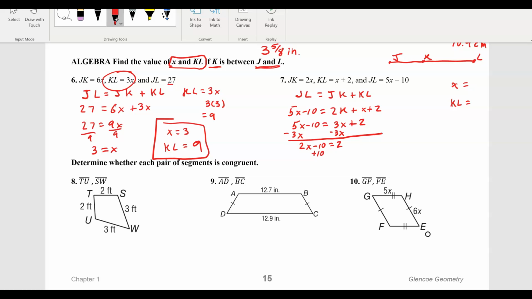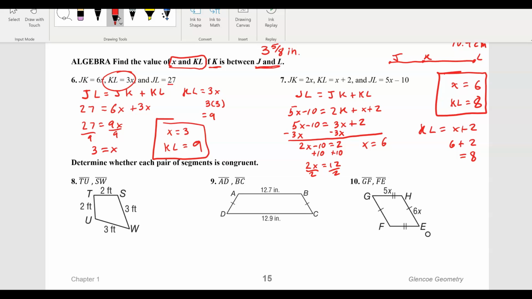Now I'm going to add 10 to both sides. So I have 2x equals 12. And simple solve here, divide by 2. I get x equals 6. So that's the first piece of this. Now I want KL. Well, it tells me up here that KL is x plus 2. So 6 plus 2. Oops, got ahead of myself there. 6 plus 2 is 8. 2 steps to that one.